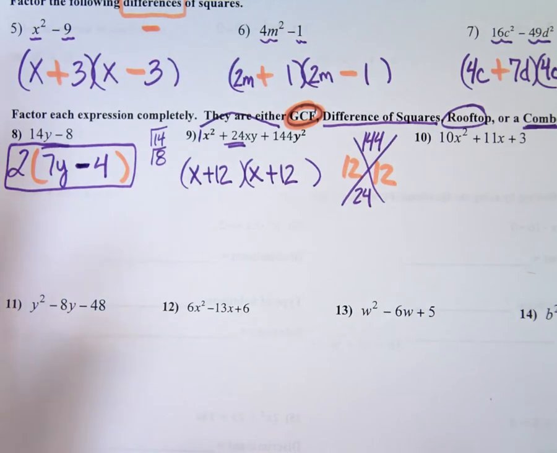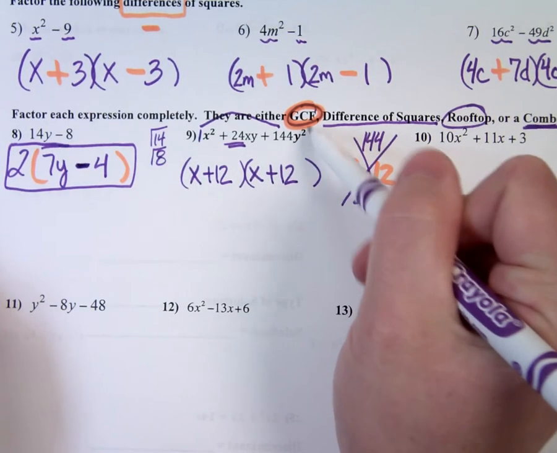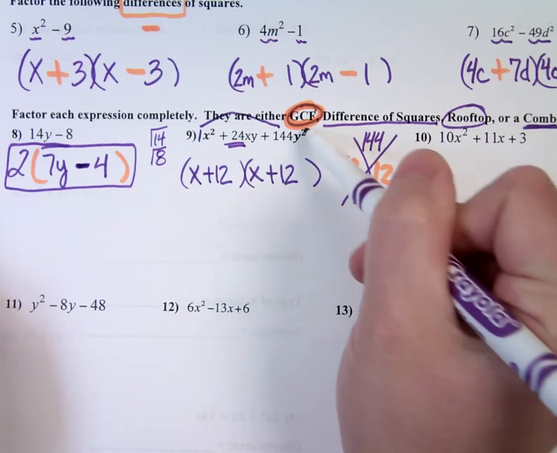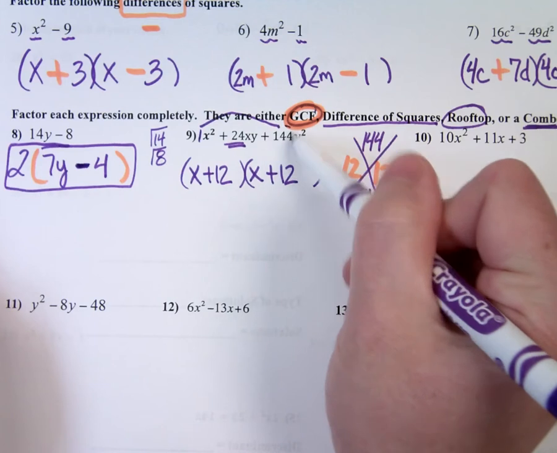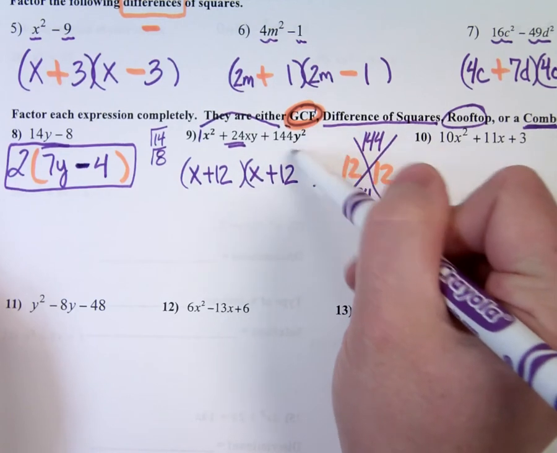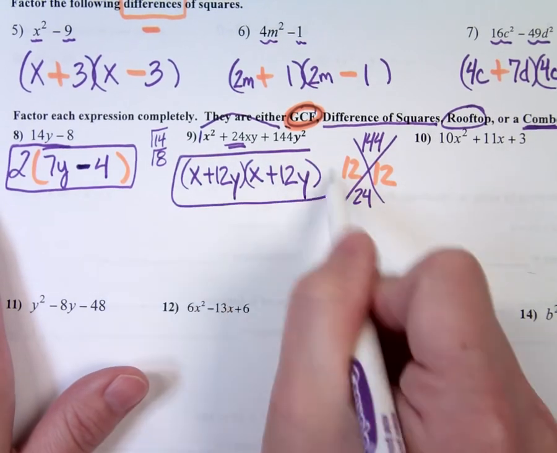The only hitch about this problem that you might not have noticed is this y squared back here. So this times this has to make the 144y squared. So 12 times 12 makes the 144. What times what would make the y squared? Y times y. And there's our answer.